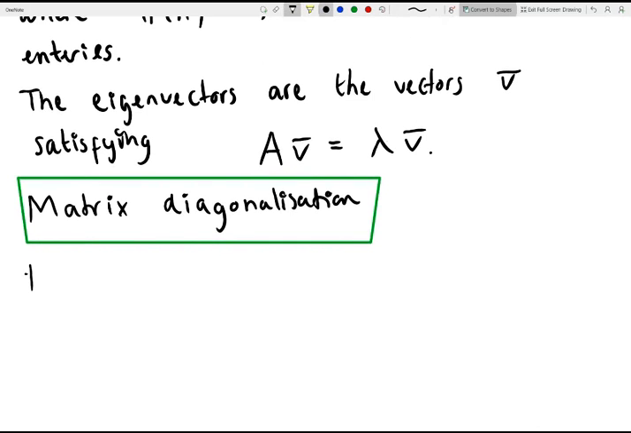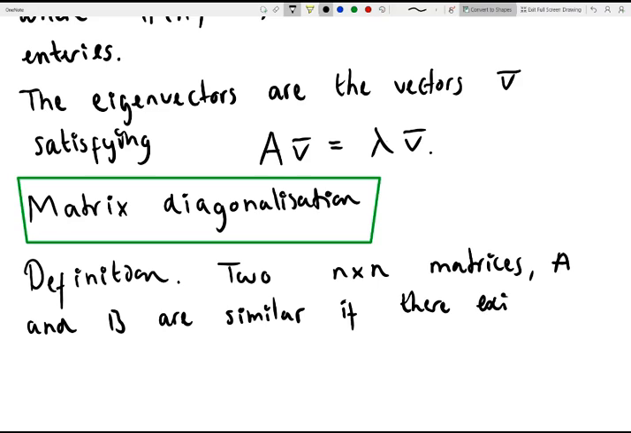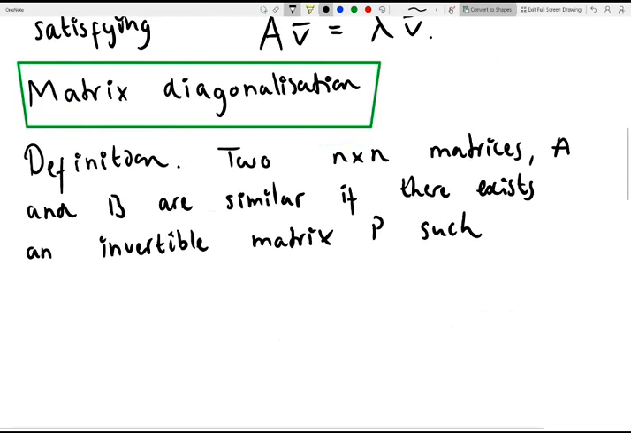Okay, so a quick definition. Two n by n matrices, A and B, let's say, are similar if there exists an invertible matrix P such that the following is true: B is equal to P inverse times A times P.